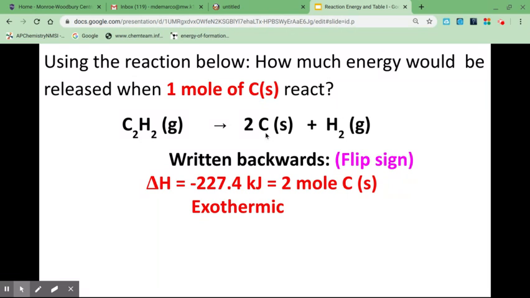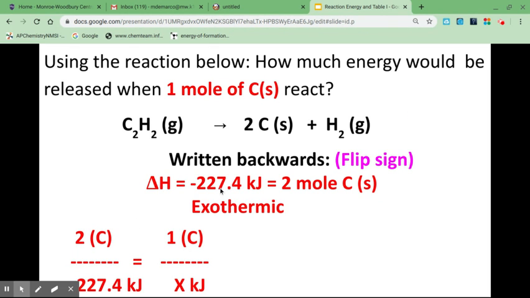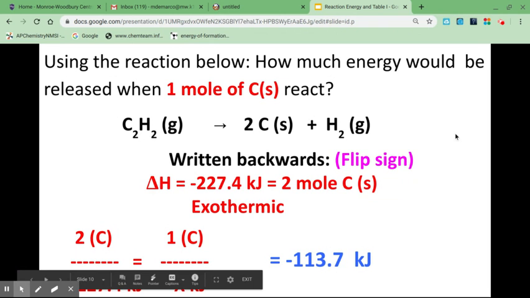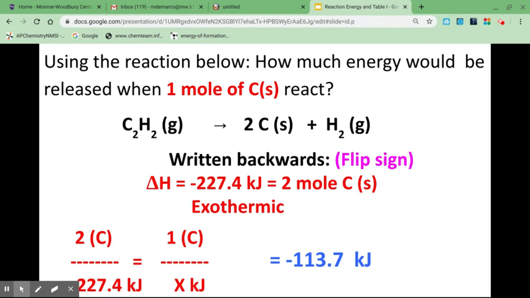Okay, the question says we have 1 mole, so we have to set up our proportion. So 2 moles will give me the negative 227.4. I want 1 mole instead. What's my energy? Solve for x. Cross multiply, and I get negative 113.7 kilojoules, which makes sense. 2 moles gives me 227.4. 1's going to be half that amount, and it is half. Again, easy questions using table I. Very easy to do. Just make sure you follow the process and look up the right reaction.